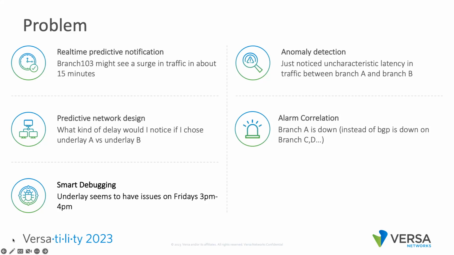That segues into doing predictive network design, where we can tell you what kind of SLAs or what kind of latency your apps might notice day in, day out, or maybe based on the time of the day or the day of the month. If we can figure out the trends for you, you can use that for planning your network design. We can do anomaly detection based on raw logs.